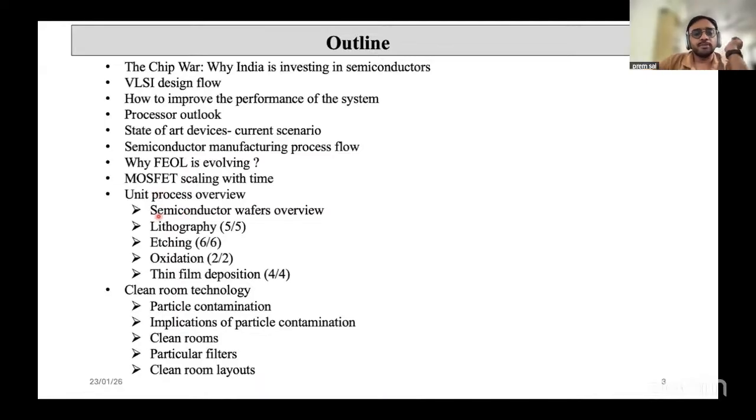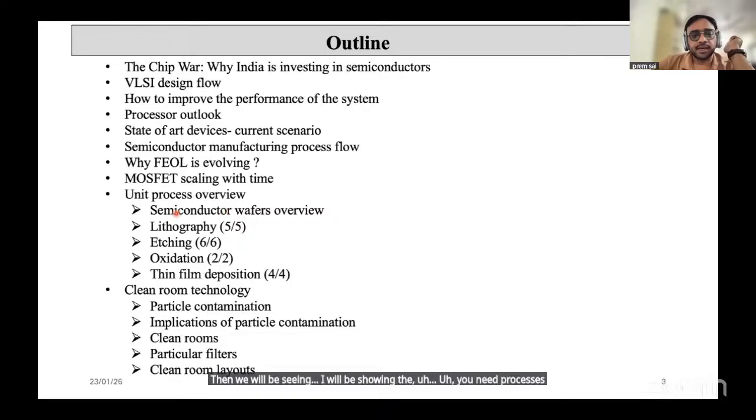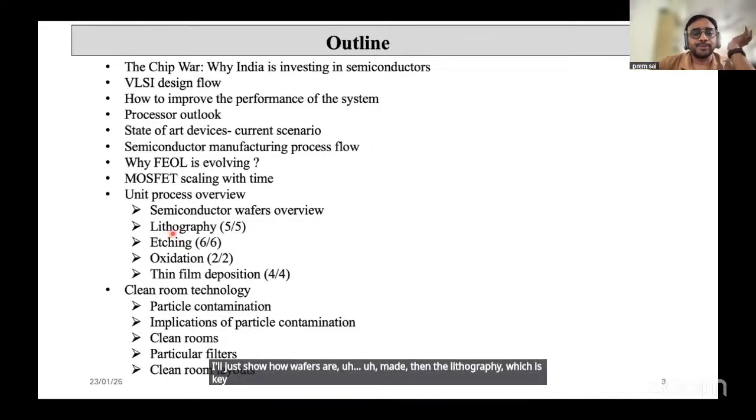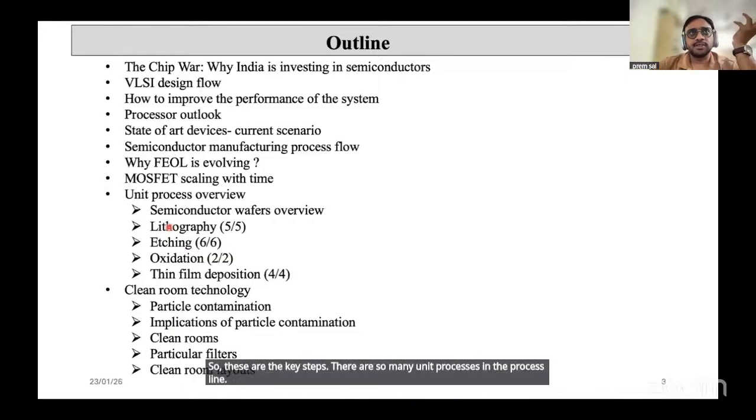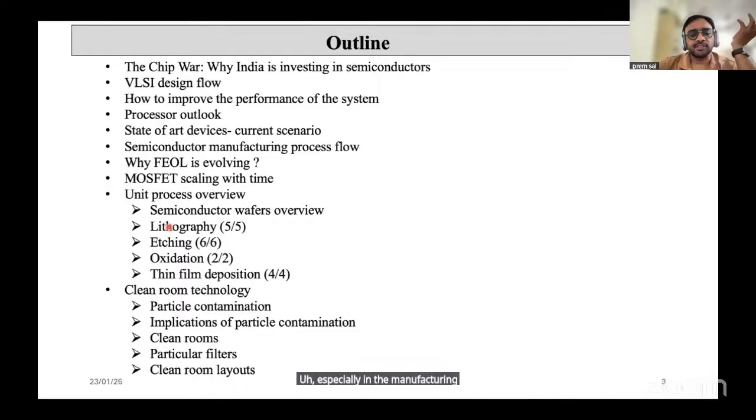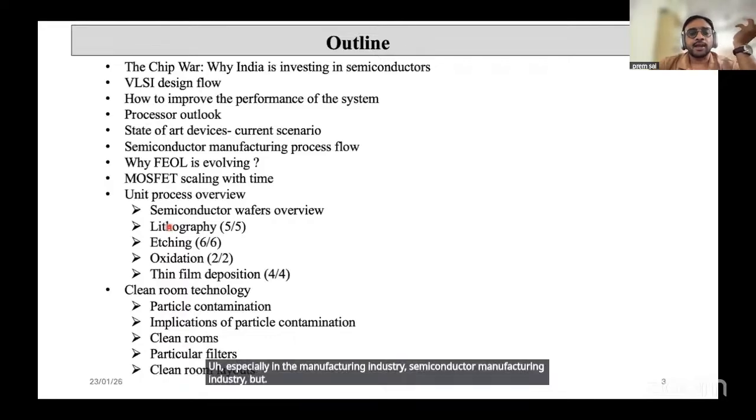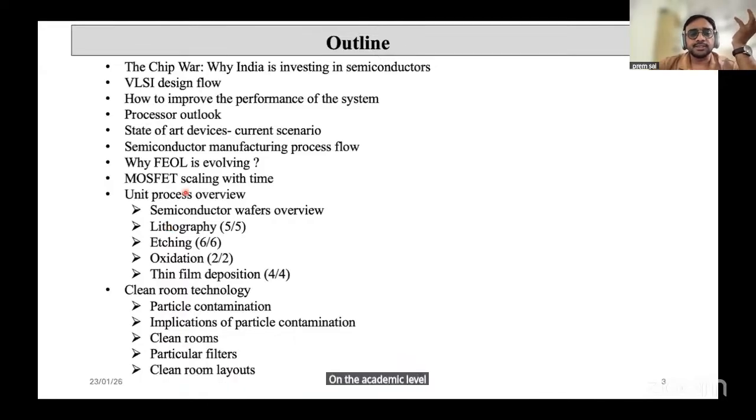Then I will be showing the unit processes. In that, I'll show how wafers are made. Then the lithography, which is a key if you want to plan some project in future. So these are the key steps. There are so many unit processes in the process line, especially in the semiconductor manufacturing industry, but on the academic level, these are sufficient, I feel. So that's why I kept them.